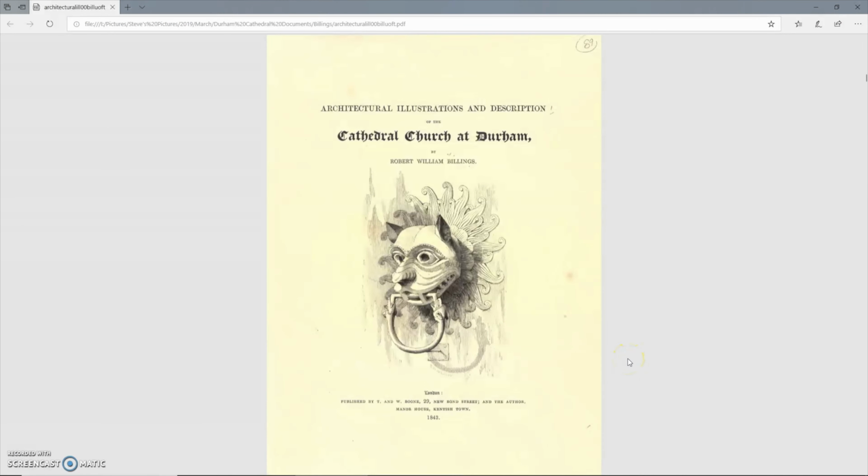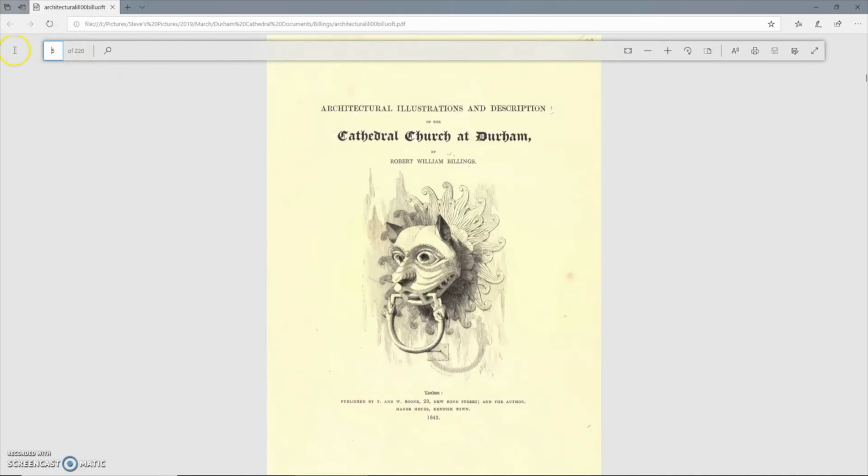In order to verify the true height of the central tower, I'm now going to refer back to an original book written in 1843. This is a digitised version of the book, and the book is called Architectural Illustrations and Description of the Cathedral Church at Durham, written by Robert William Billings, who was the architect for the cathedral at that time. I now go to page 48.